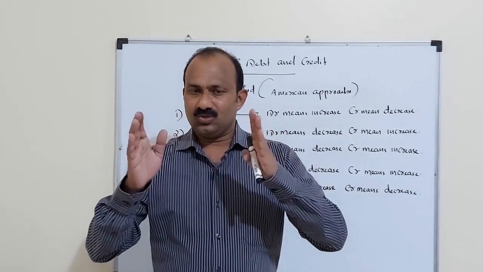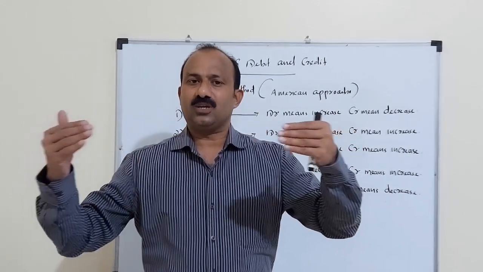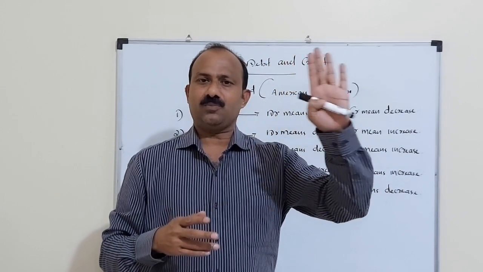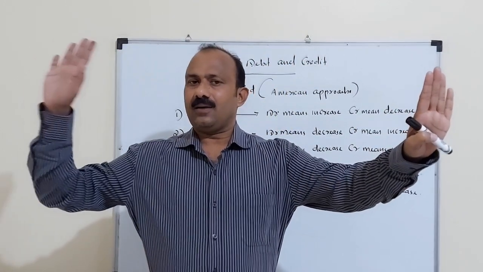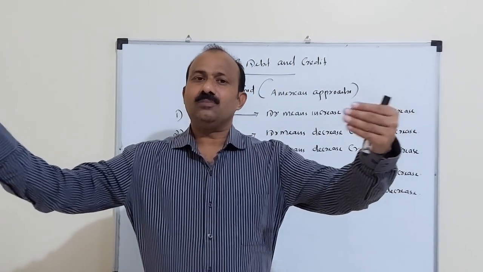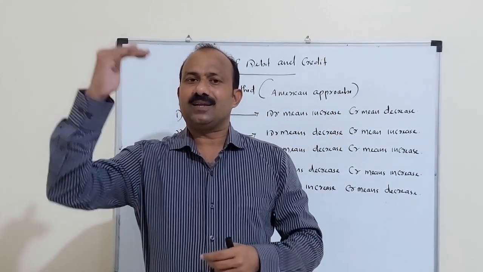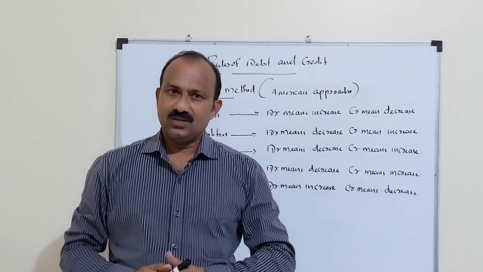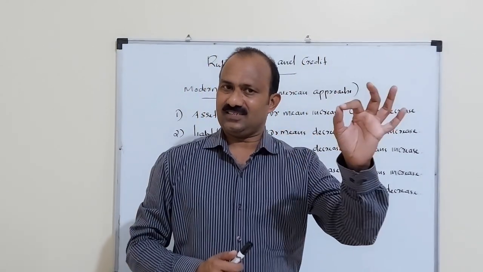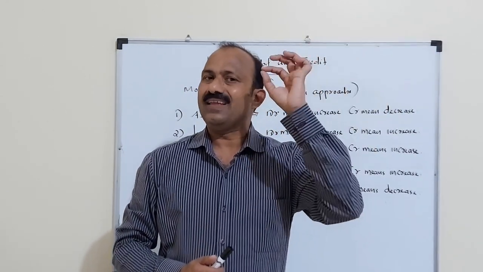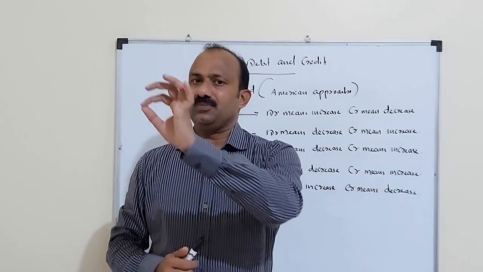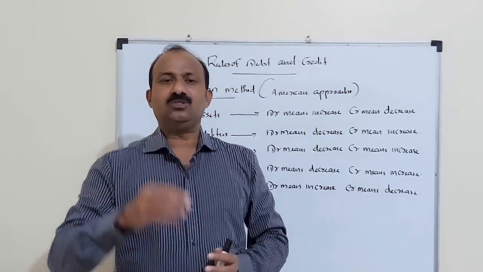So these both rules, modern approach and English approach, are closely related. The English approach is saying it in one way and the American approach in another way. Both the meanings are the same. They are only saying it in different ways, putting it as increase and decrease. So here, in the case of assets, asset increase means debit. Decrease means credit.